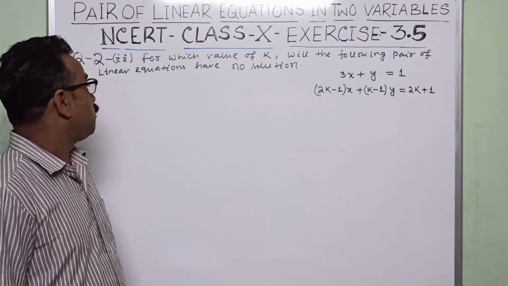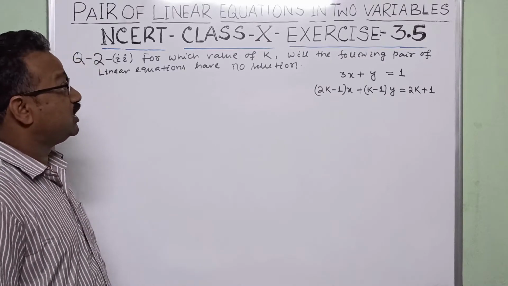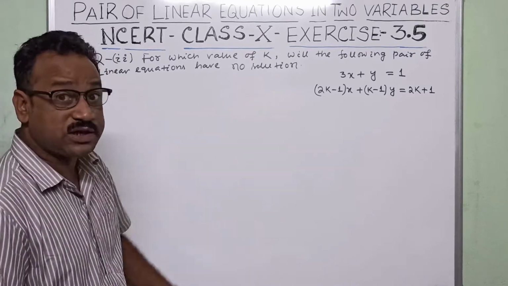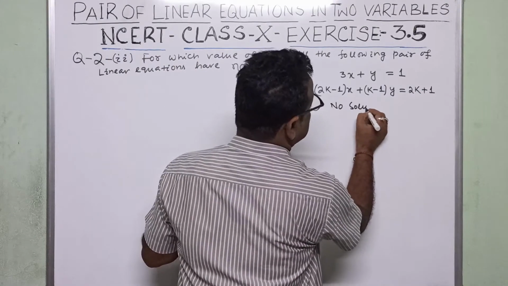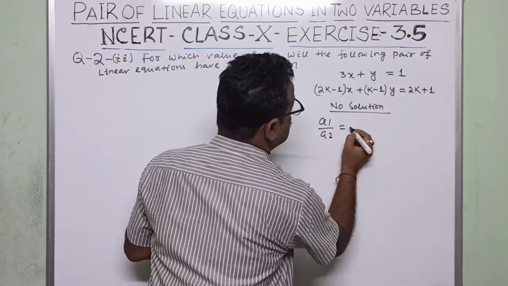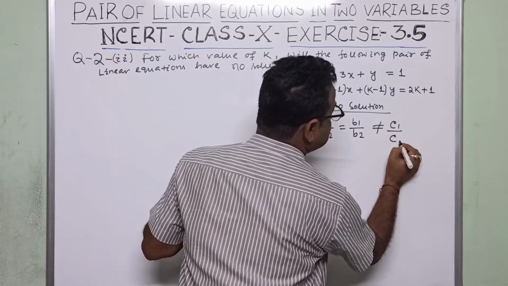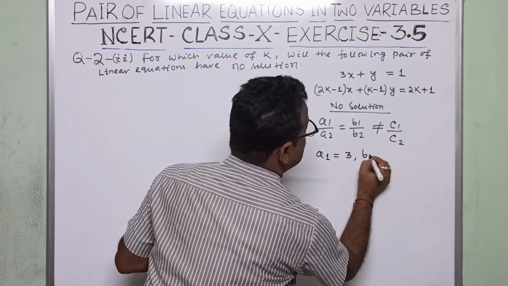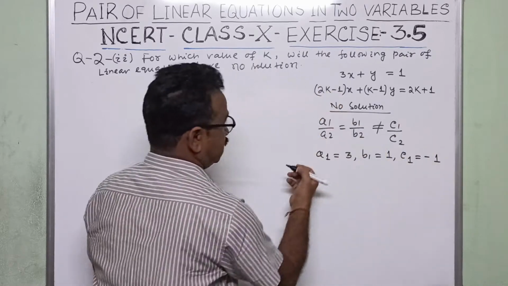Now move on to question number 2. For which value of k will the following pair of linear equations have no solutions? No solution means A1 by A2 is equal to B1 by B2 is not equal to C1 by C2. So here A1 is equal to 3, B1 is equal to 1 and C1 is equal to minus 1.